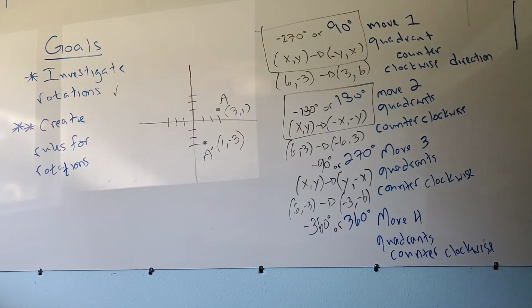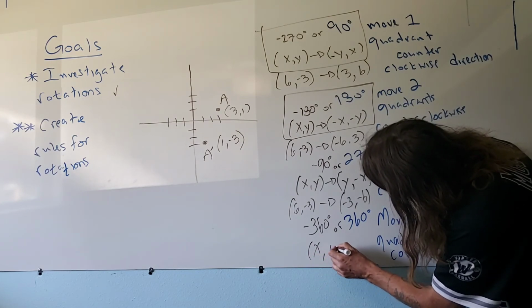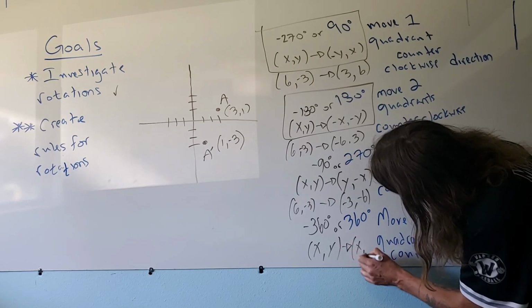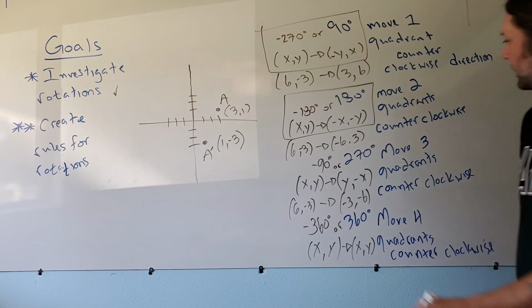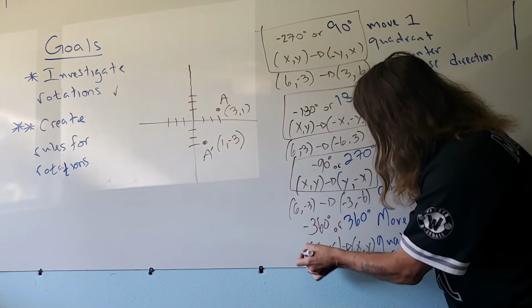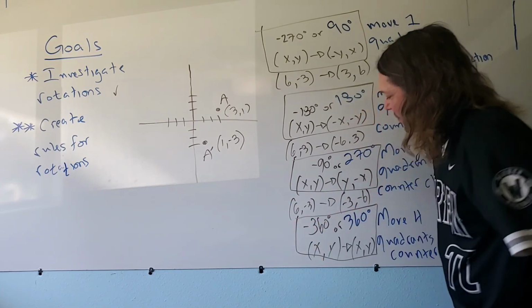The last one, I think, is pretty simple. I don't think I need to spend any time doing this. (X, Y) turns into (X, Y). Alrighty, so put boxes around these. You can add that to your cheat sheet for rotation rules.